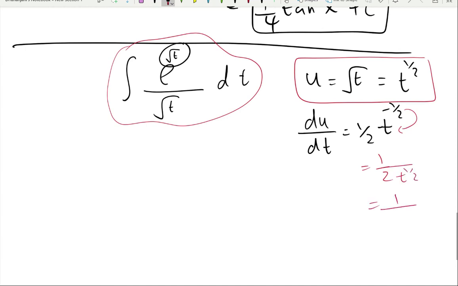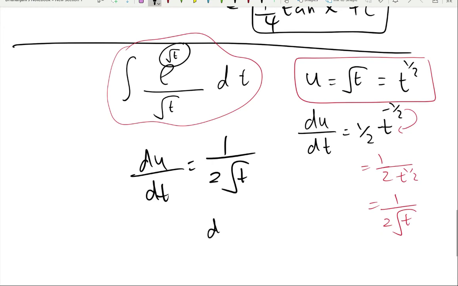So it's 1 over 2 square root t, right? And we have 1 over square root t in the integral. We didn't see it explicitly right away. Understand the difference. So don't jump to conclusions right away. Okay. Oh, I forgot a step. So what is dt? So du over dt is 1 over 2 square root t. So dt seems to be like 2 square root t du.